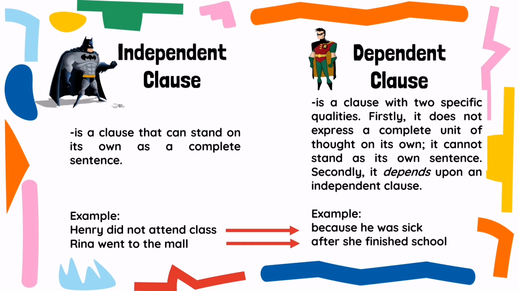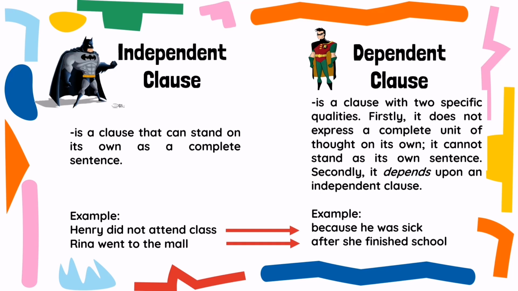Pag sinabi namang dependent clause, it is a clause with two specific qualities. Firstly, it does not express a complete unit of thought on its own. It cannot stand as its own sentence. Secondly, it depends upon an independent clause. So, yung dependent clause, kaya nga dependent, kailangan niya ng independent clause para mabuo yung thought niya. It cannot stand alone. Example, because he was sick, after she finished school.